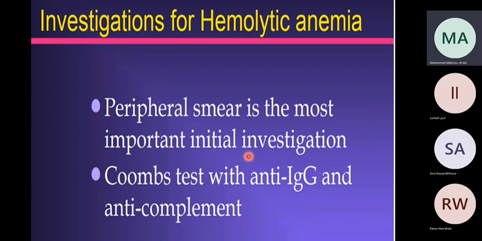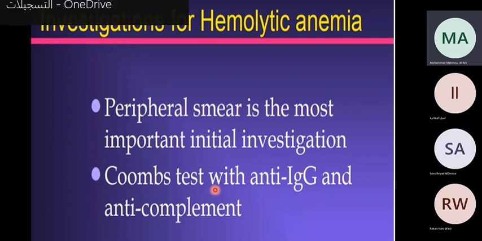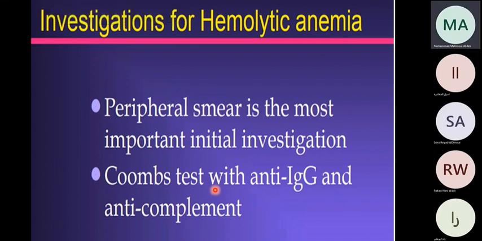The second one is the Coombs test, with anti-IgG and anti-complement. The Coombs test gives us an idea that this is autoimmune. So if the patient has hemolytic anemia, I will do a Coombs test. If it is positive, I will not think of thalassemia, hereditary spherocytosis, or G6PD, because these are Coombs test negative. So I'm thinking of autoimmune hemolytic anemia. The autoimmune hemolytic anemia could be idiopathic or associated with other autoimmune diseases like systemic lupus erythematosus.